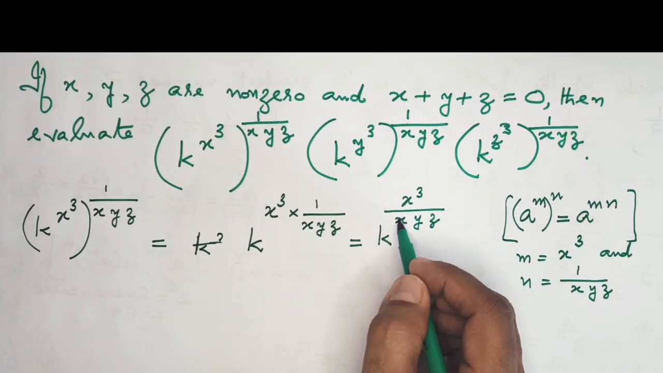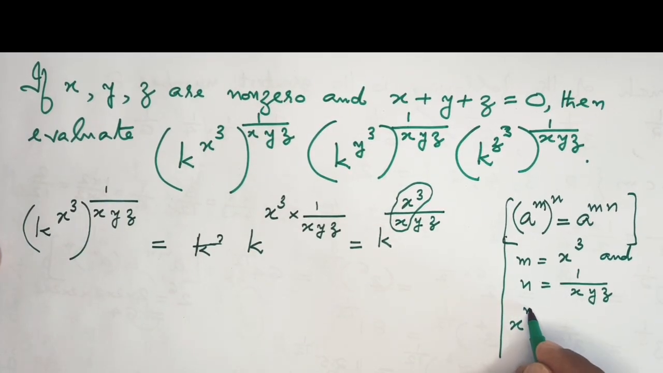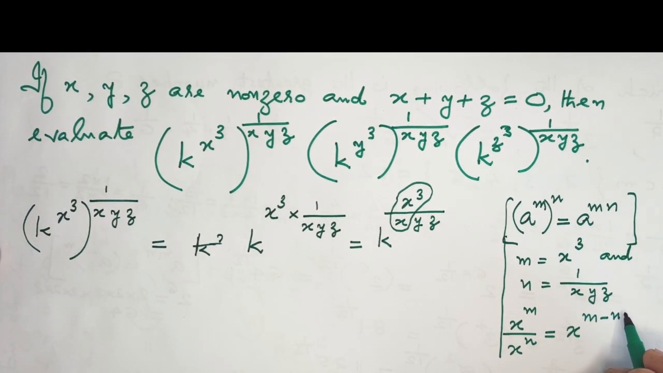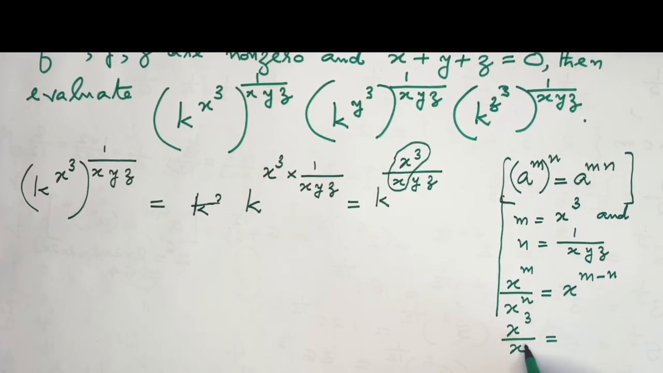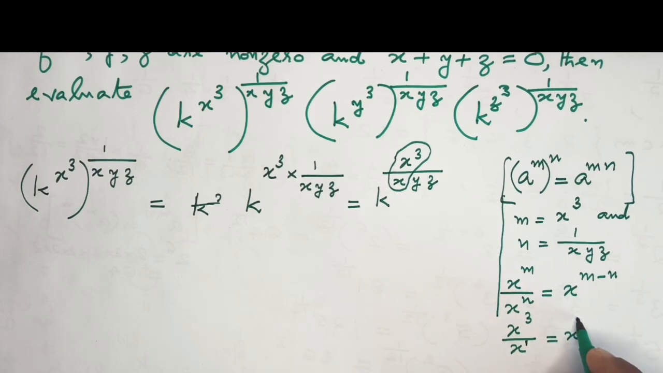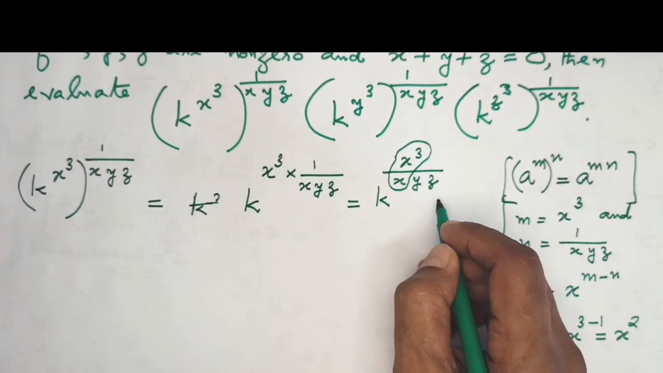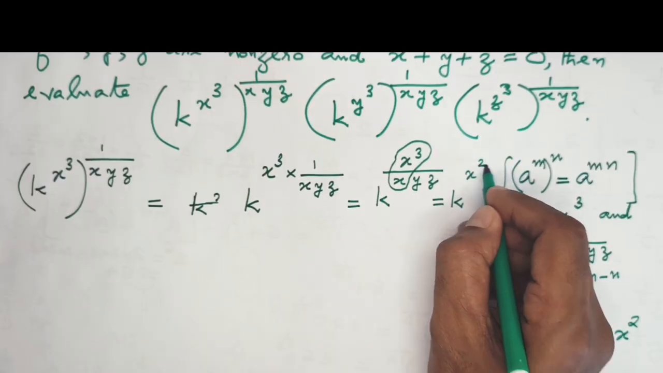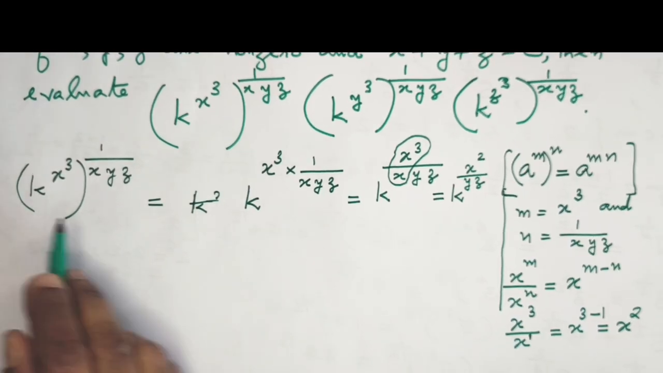Now these are like terms. We can further simplify this part. So that's equal to, we will make use of this law of index: x to the power m divided by x to the power n equals x to the power of m minus n. Here you have x to the power of 3 divided by x. That equals, x means x to the power of 1, which implies x to the power of 3 minus 1, and that's equal to x squared. So I'll substitute that here, and you have k to the power of x squared divided by yz. So we got this thing simplified to this expression.